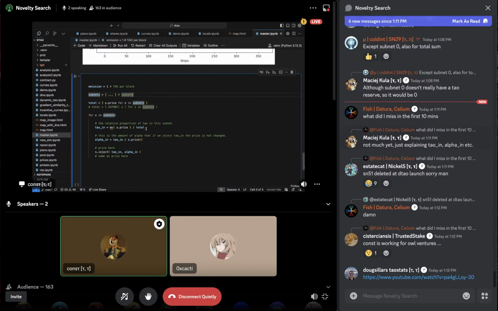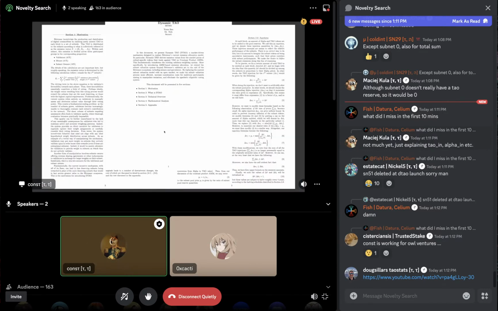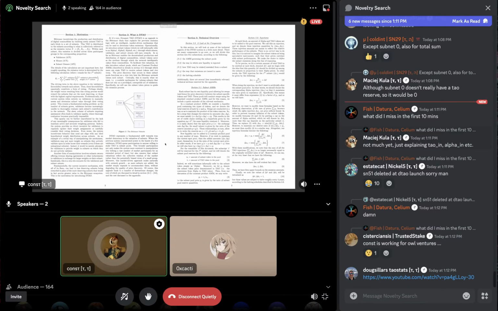What are some of the things, Max, that we should speak about? I think there's some really important pieces of this paper to go through. This paper investigates this specific design. It talks about the motivation and what dynamic tau is. These are the first 2 pages. We also discussed just some core AMM stuff that people are very familiar with.